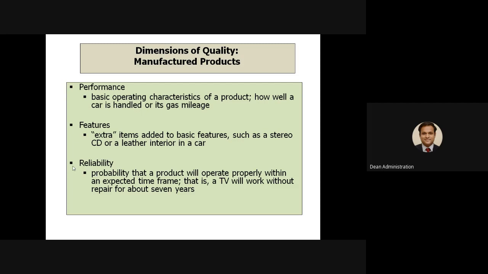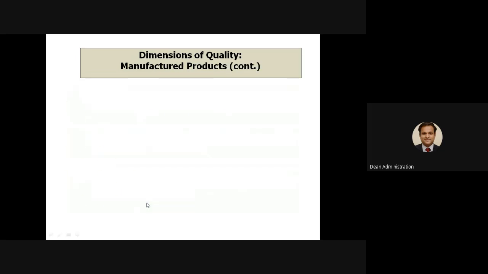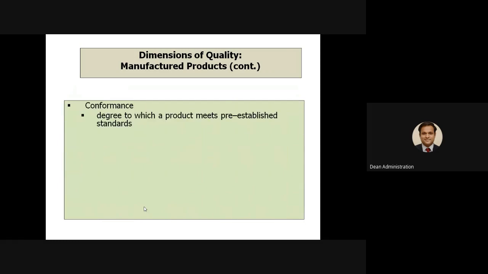Reliability is another dimension in quality. Probability that a product will operate properly within an expected time frame. That is, a TV will work without repair for about a certain number of years. Conformance, again, is the degree to which a product meets its pre-established standards. Durability, how long the product lasts before replacement. So you may promise something like a 5-year warranty. The customer will be very happy if it works for 7, 8, 9, 10 years.